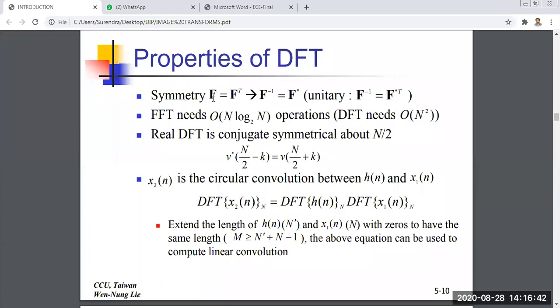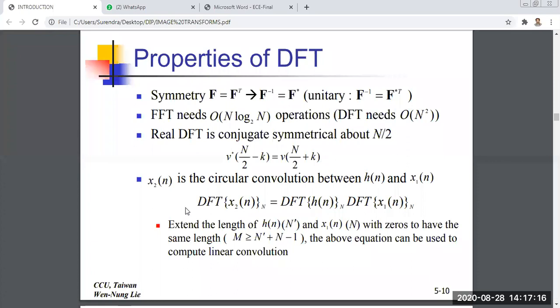Okay, this is a simple symmetry property, and you have already learned it in signals and systems or digital signal processing. Generally in the Fourier transform we need n log n operations, but in the case of the discrete Fourier transform, n square operations. And generally in real DFT, the conjugate symmetry is about n by 2. So like this, V star of n by 2 minus k or V of n by 2 plus k. So on the conjugate side negative and on the normal side positive.